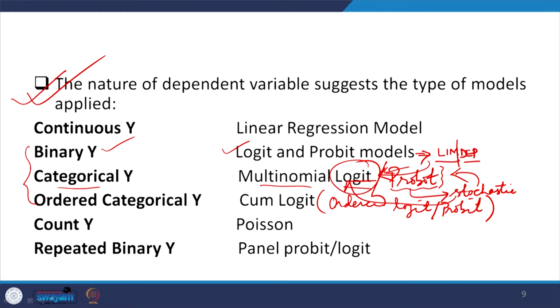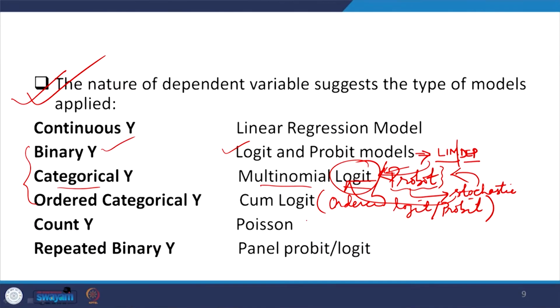Now, another aspect I am going to emphasize here: if your y is count data, there is no continuity, only counts. It does not have variability in its own data. Particular pockets of counting are there. If it is count data, then the Poisson regression model is applied. Poisson regression is the best fit, and you must apply it accordingly.